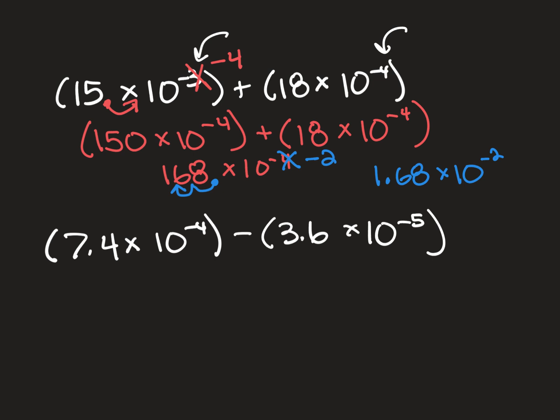We're going to do it one more time. And here, this time, I am going to make this number a negative 4. I want them to match. So technically, I am making that exponent bigger, which means my decimal needs to get smaller. So I'm just going to rewrite my new problem.